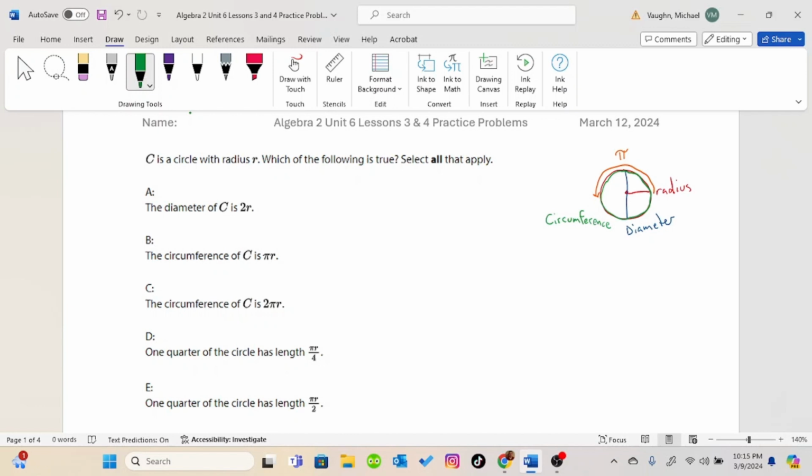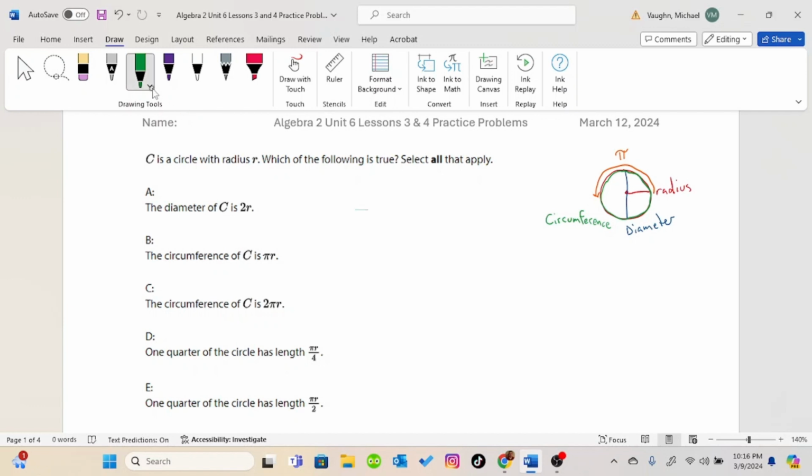So from the center out to the circle is the radius. All the way from one side of the circle to the other, going through the center point, is the diameter. Going all the way around the circle is the circumference. And going halfway around the circle is equal to pi.